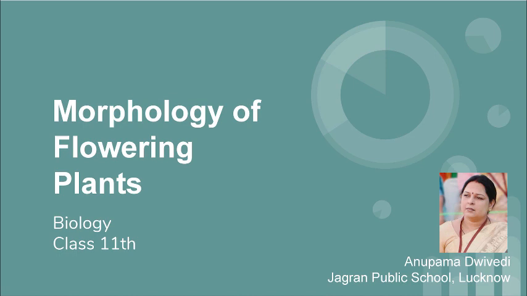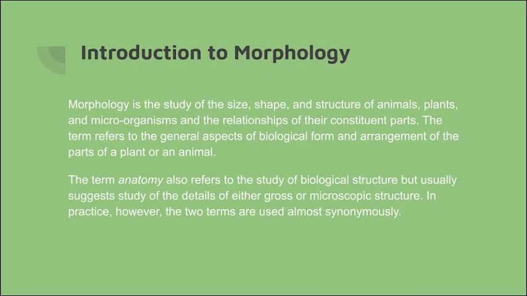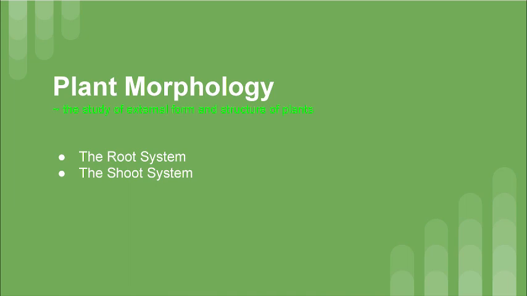Today we will be discussing the 5th chapter of class 11th NCERT, that is Morphology of Flowering Plants. The term morphology refers to the study of the external form and the structural parts of plants and animals, like size, shape, and their physical appearance, whereas anatomy refers to the study of the details of structures of gross or microscopic organisms. In this session, we will discuss plant morphology.